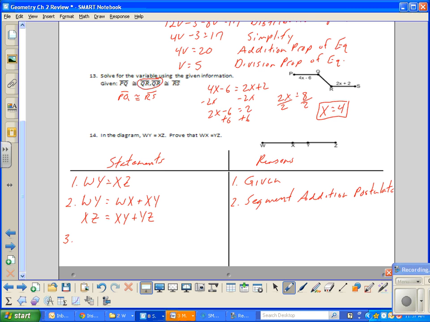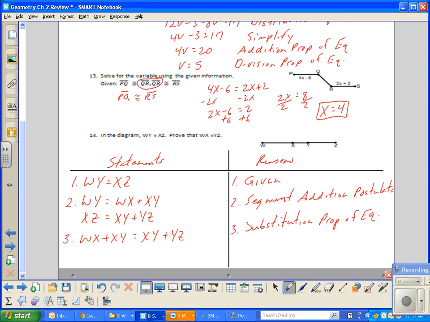And from there, since WY equals XZ, and WY is equal to WX plus XY, and XZ is equal to XY plus YZ, now we can jump to say that WX plus XY is equal to XY plus YZ. That's substitution property of equality.